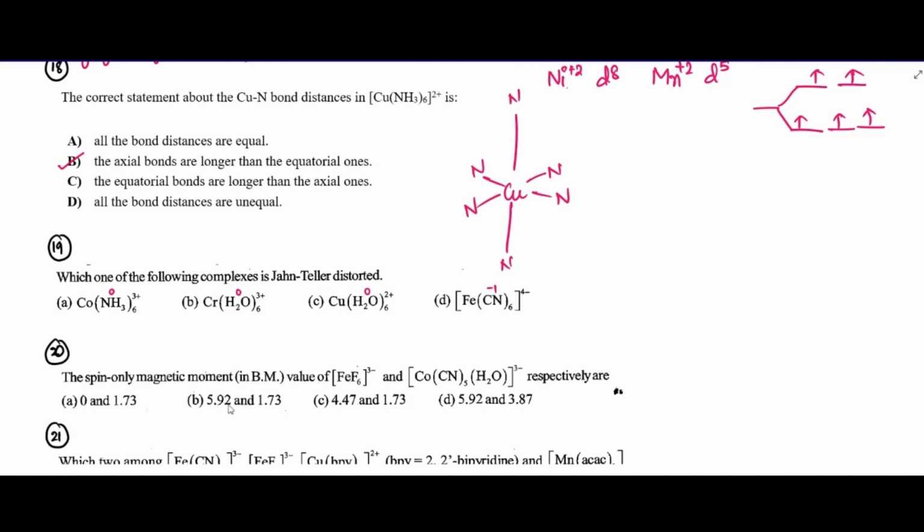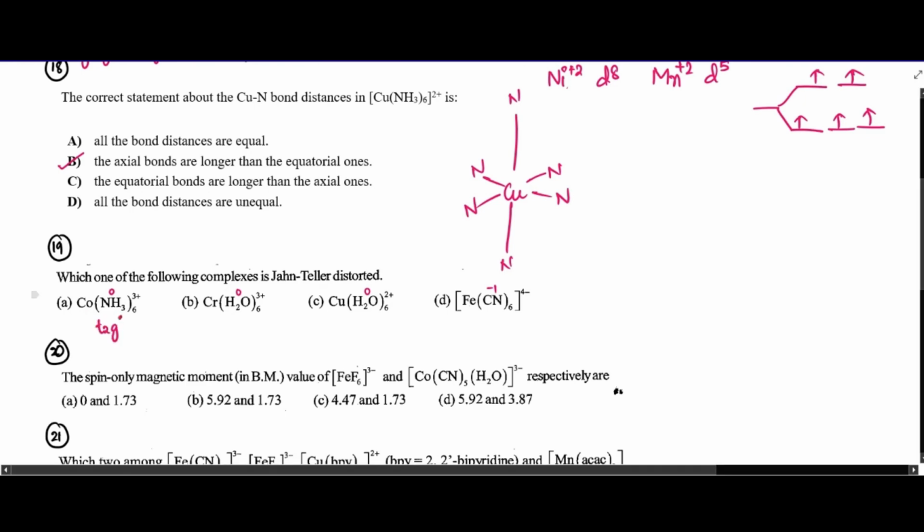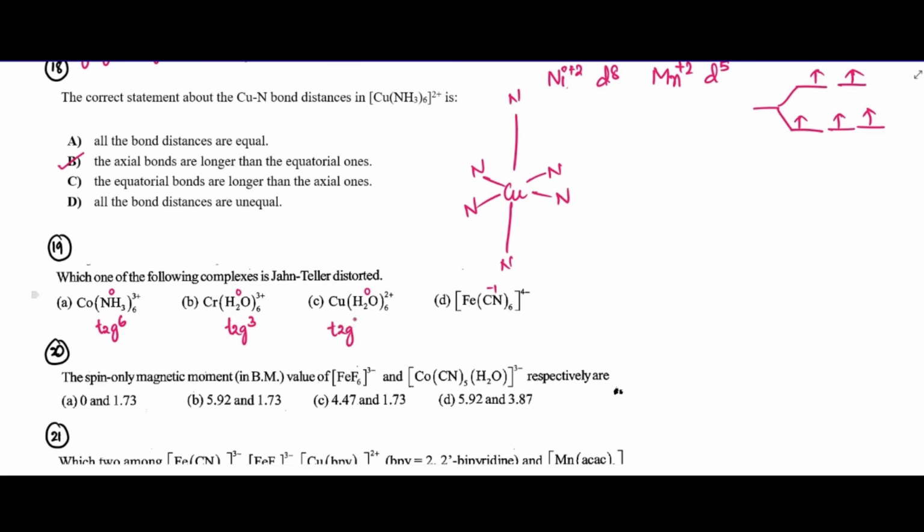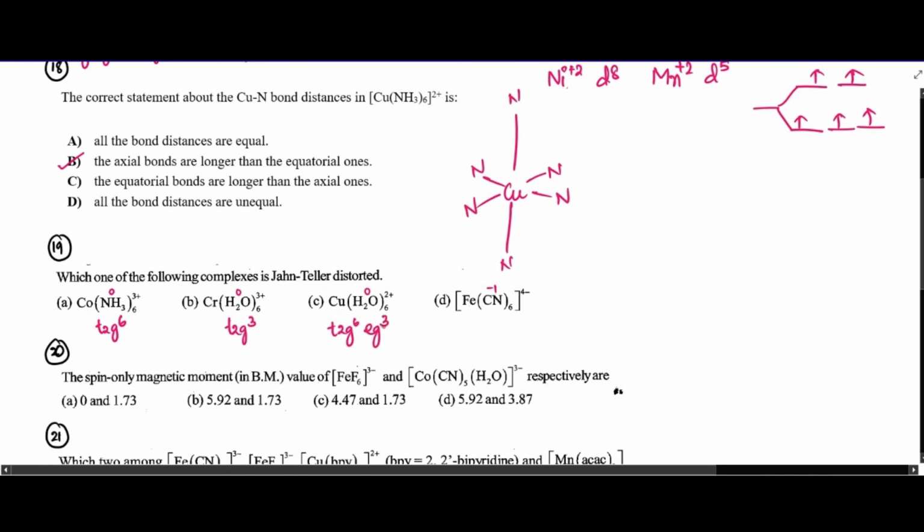Yes, so again it's very easy. Cobalt 3 plus in a strong field ligand system, it is going to be showing low spin property. The configuration is T2G6, D6. Chromium 3 plus is D3, T2G3. Copper 2 plus, now you know it's a well-known system showing Jahn-Teller distortion.